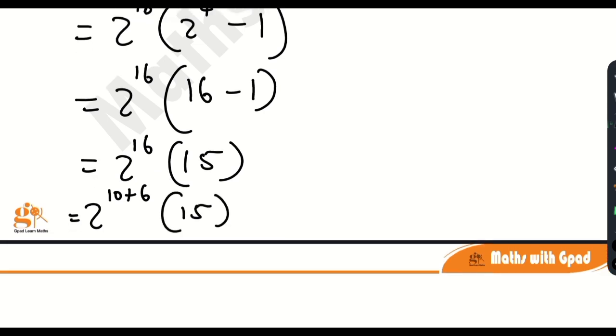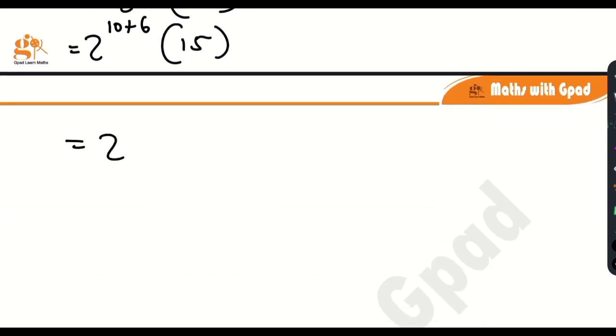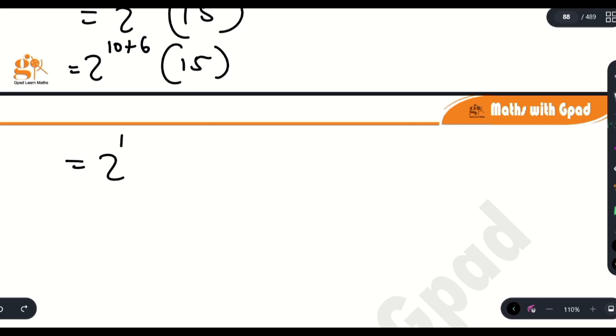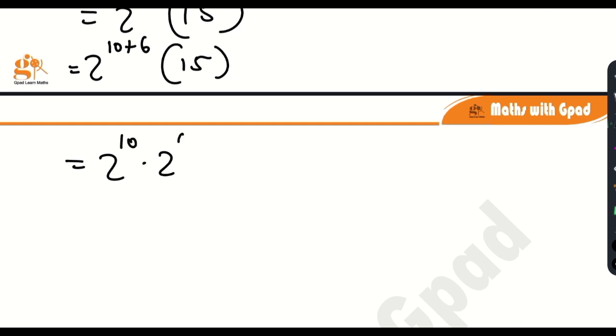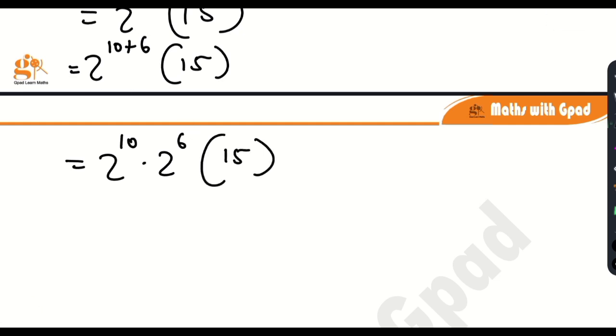So let's split this. Still using the same rule that I used before, this 2 raised to the power of 10 plus 6 will become 2 raised to the power of 10 times 2 raised to the power of 6. If you apply that same law, you are going to get this back, okay? So this is what? Times 15.